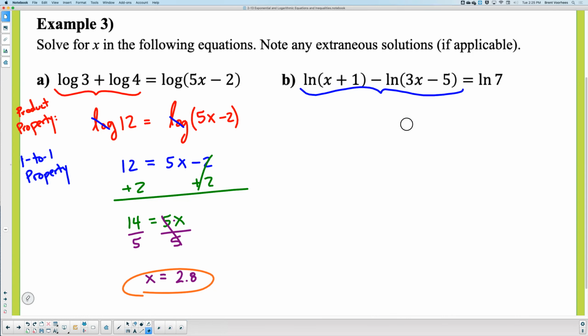Whoops, that's not going to be enough space. It's going to be the natural log of, you know what? So it's not confusing, I'm going to do a square bracket first. X plus 1 times 3x minus 5. All that's going to become one natural logarithm. I didn't put the close parentheses. Sorry.